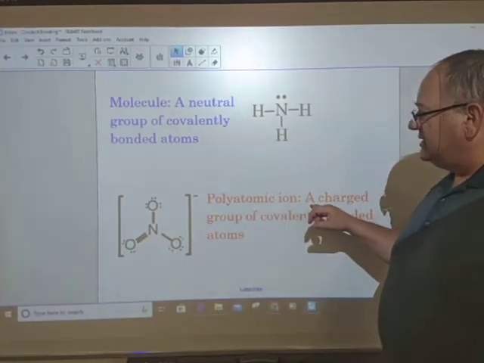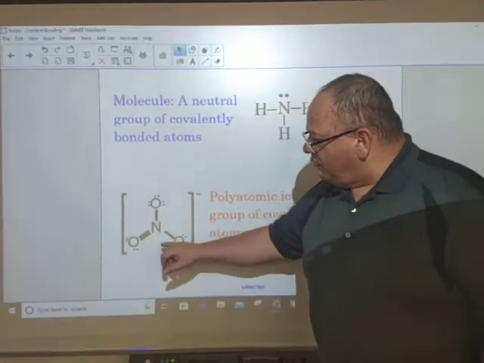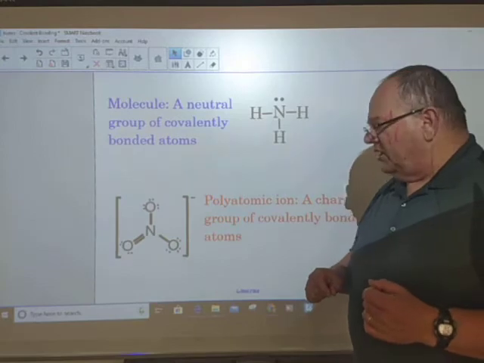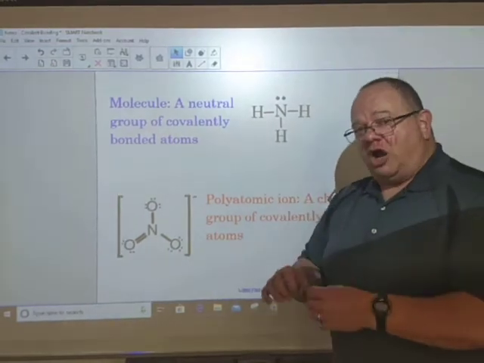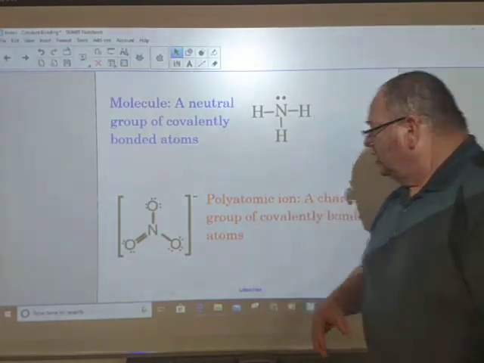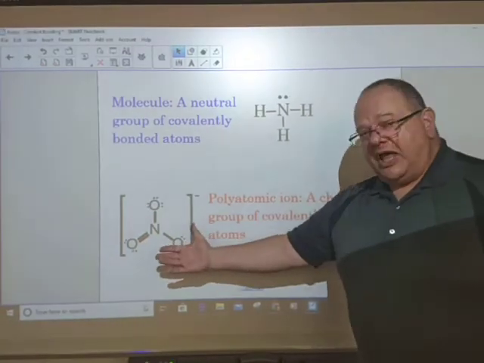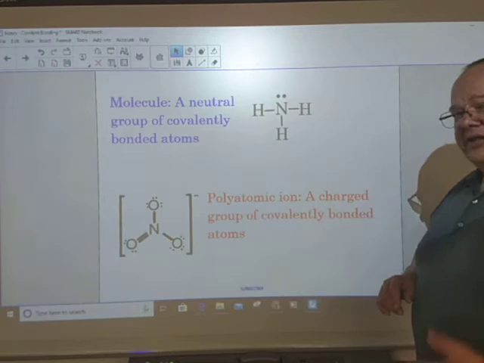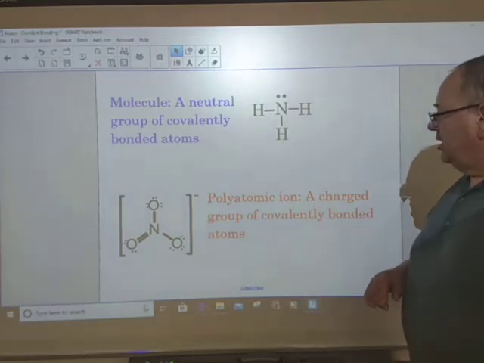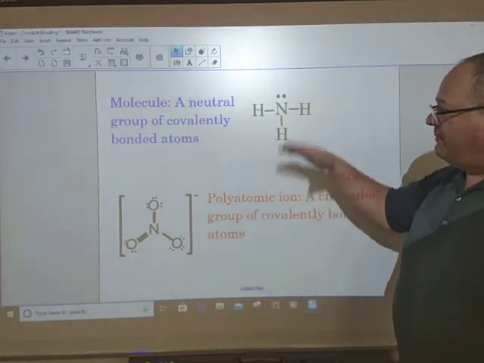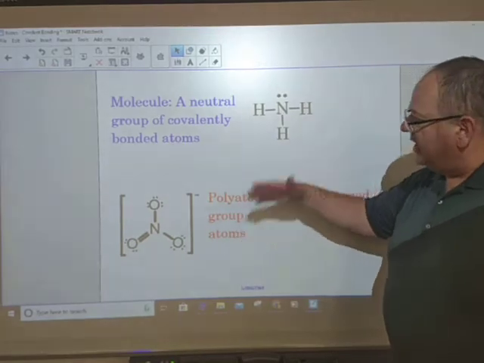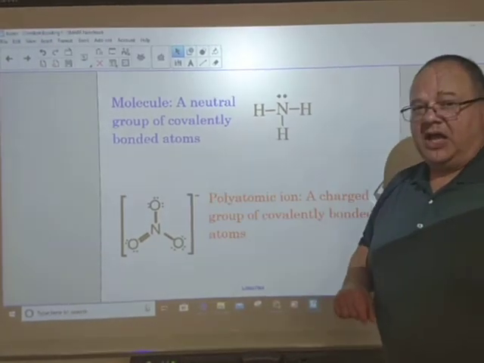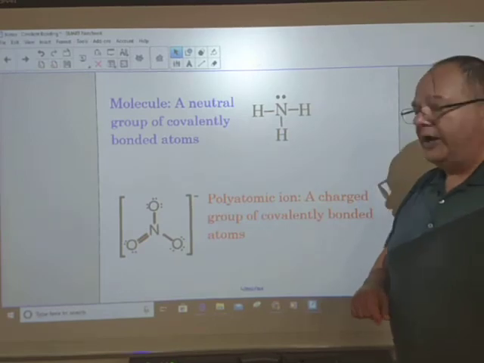Down here we have a polyatomic ion. Somewhere in that structure is 1 extra electron. So the structure has a charge. It is an ion. Okay? And because it's more than one atom, it's a polyatomic ion. Poly means more than one. So really, the difference between a molecule and a polyatomic ion, they both have covalent bonding, but the polyatomic ion has a charge. All right.